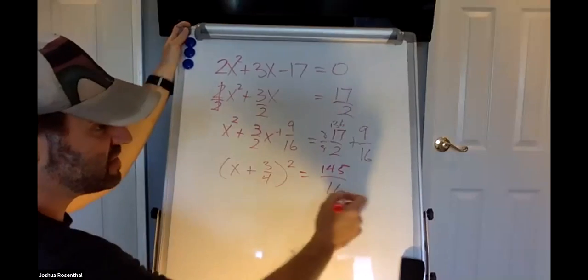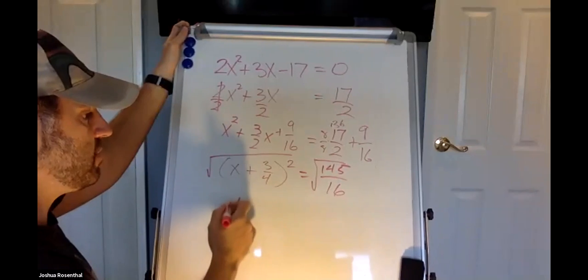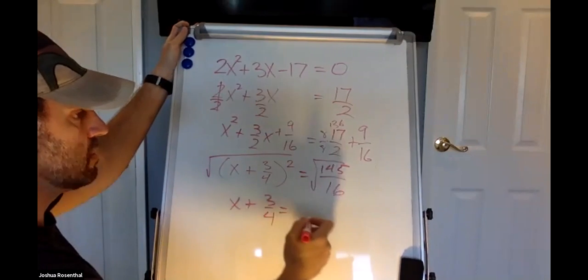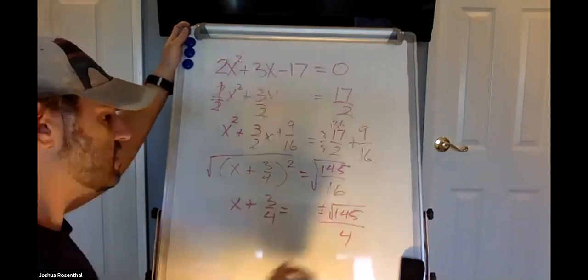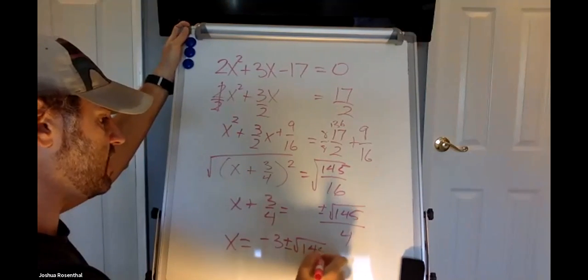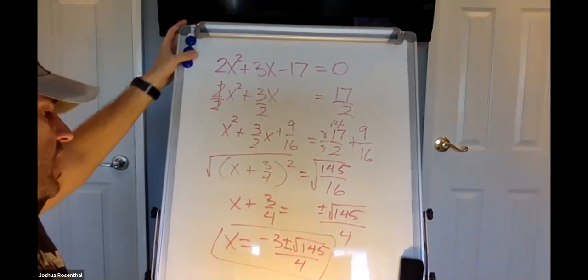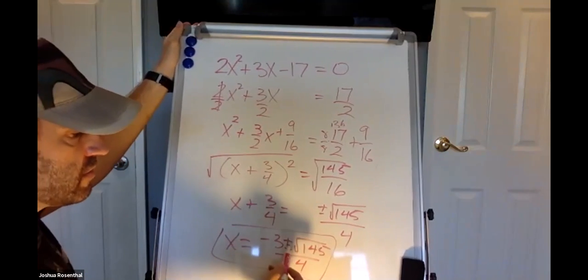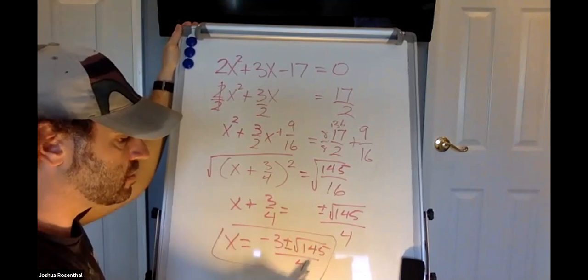But look at that, you have a 16 there. Isn't that nice when you take the square root? Mm-hmm. See what's going to happen? Plus or minus square root of 145 over 4. It matches that denominator. Yeah. Subtract it. You get negative 3 plus or minus root 145 over 4. Notice it's in the form of the quadratic formula, right? Negative b plus or minus the square root of, this is whatever you would have gotten from b squared minus 4ac, all over what 2a would have been.